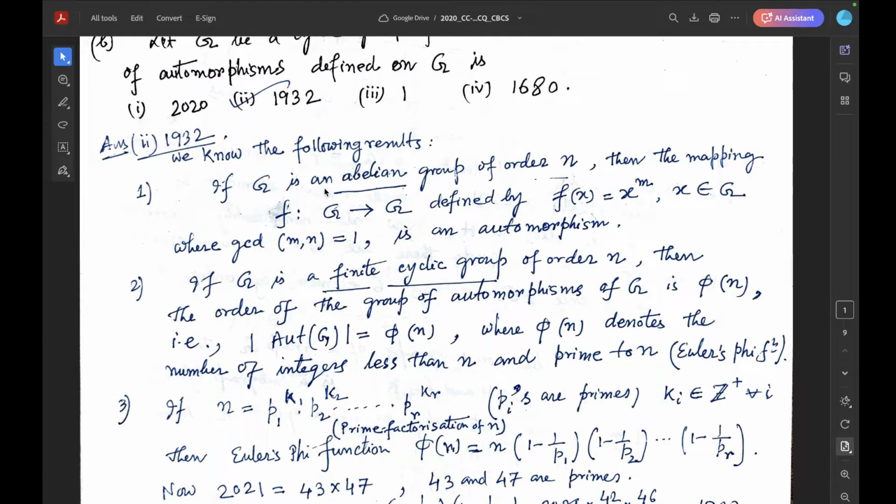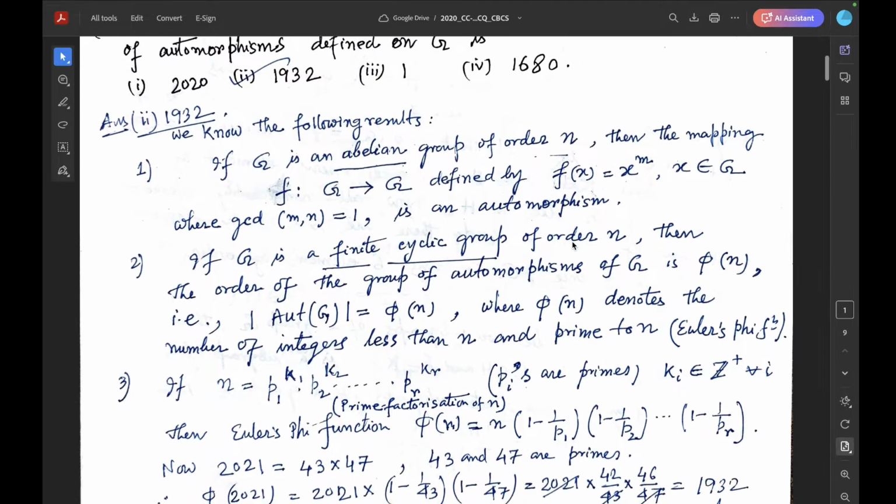If G is an abelian group of order n, then the mapping f maps G to G defined by f(x) equal to x to the power m, x belongs to G, where GCD of m and n equal to 1, that is m and n prime to each other, is an automorphism. Here n is the order of the abelian group G, and x to the power m is the power of x, and n and m prime to each other, then this f mapping G to G is an automorphism.